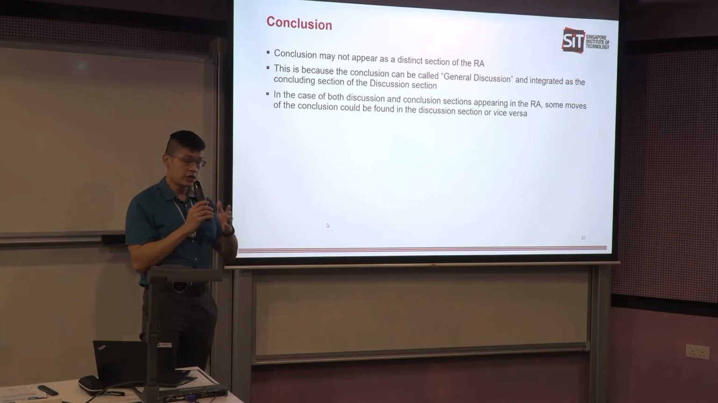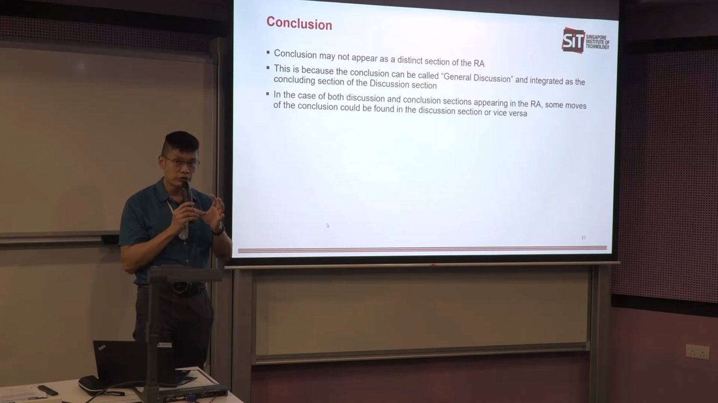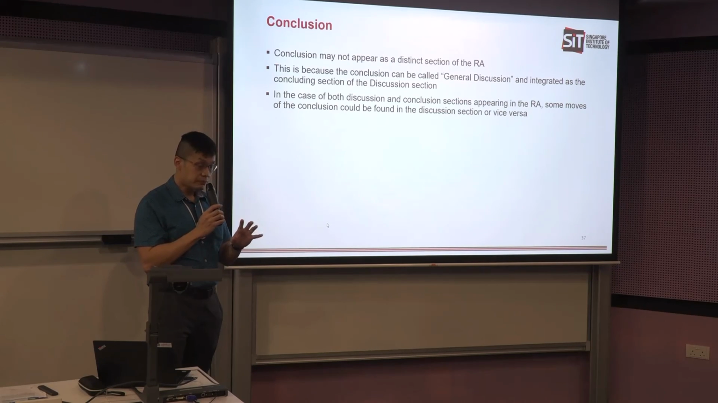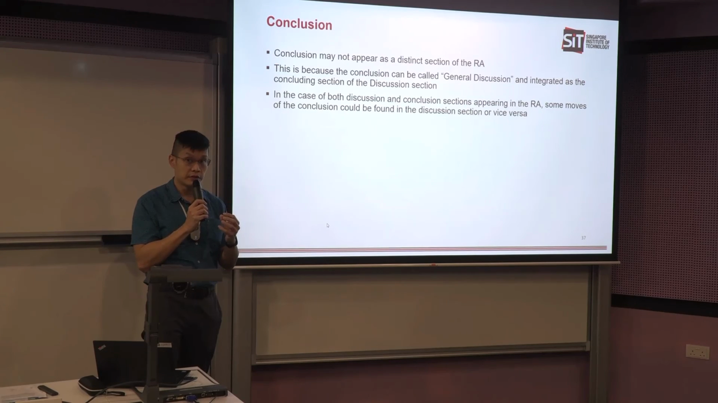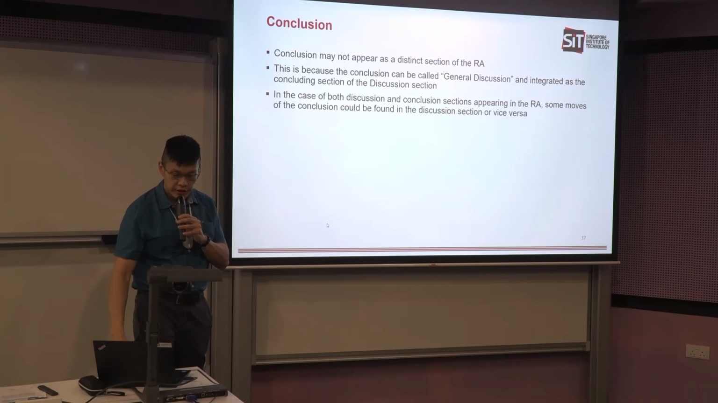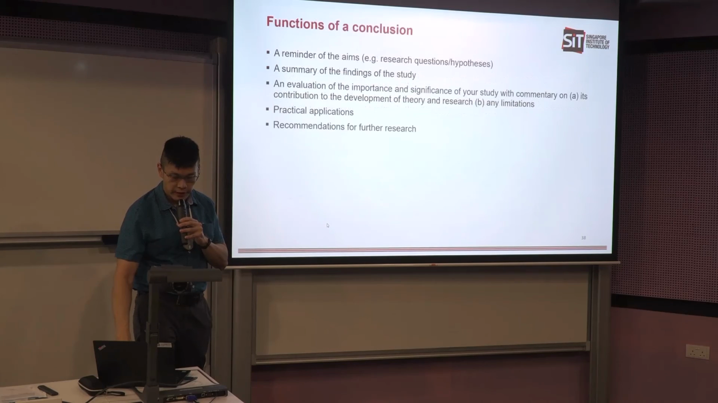Now, if you look at the research article, you notice that the conclusion is very short, very brief, and the reason is because elements of conclusion actually can overlap with the discussion of results. So there can be instances where the research article may not have a distinct section called conclusion, but rather what is supposed to be done in conclusion is already accomplished in the general discussion.